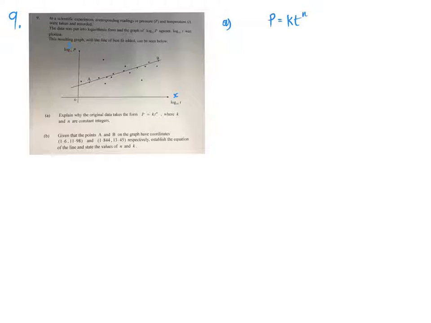The way we're going to start this is by taking the log to the base 10 on both sides, because we've got the log to the base 10 in our diagram. So we've got log to the base 10 of p equals log to the base 10 of k t to the power of n. What we do next is use our logarithm rules. Because they're multiplied, we can add them. So we get log to the base 10 of k plus log to the base 10 of t to the power of n.